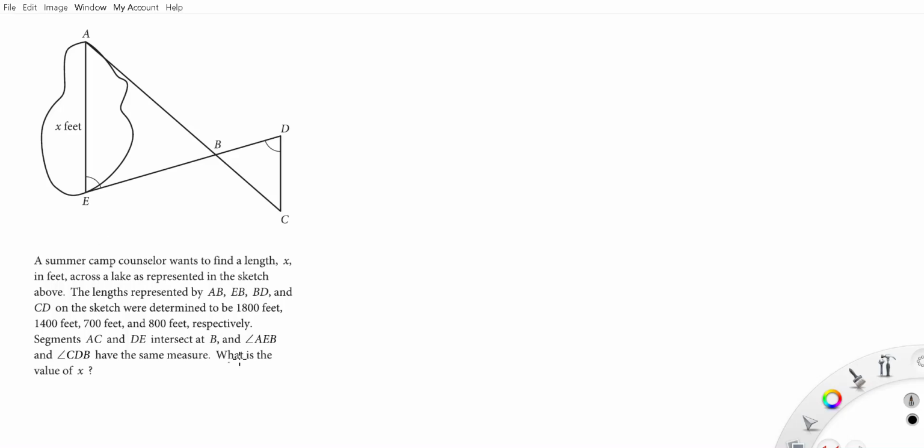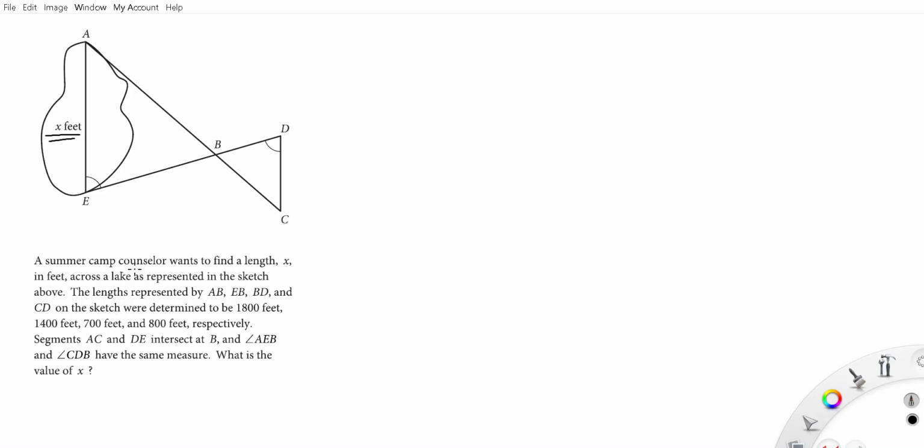I'm going to skip to the last question first, get to the point. What is the value of x? I'm going to come up to my diagram and find that this length is what I'm looking for. Now let's go see what else I know about this.